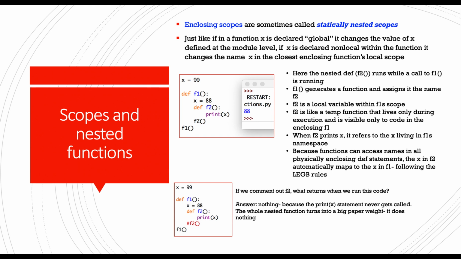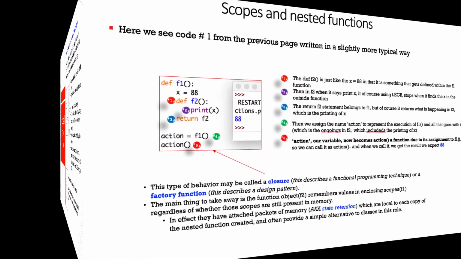Now, here's a question for you. If we comment out F2 as we do in this bottom piece of code, what returns when this code runs? Think it through before your eyes go any further down on the page. Well, the answer is nothing, because the print x statement never gets called. If we never call F2, then what's inside F2 never gets executed, right? We still need a caller. And even though we call F1, that's not good enough.